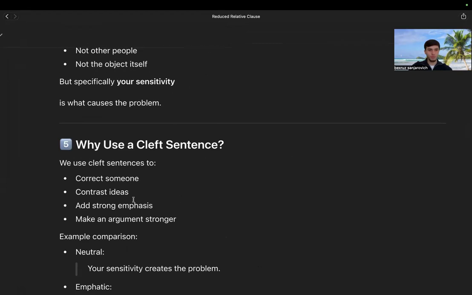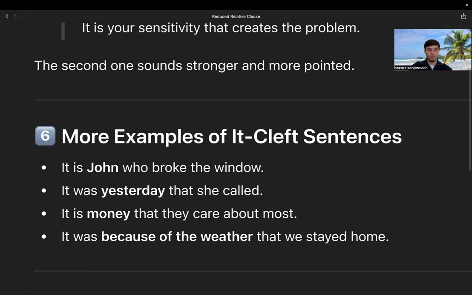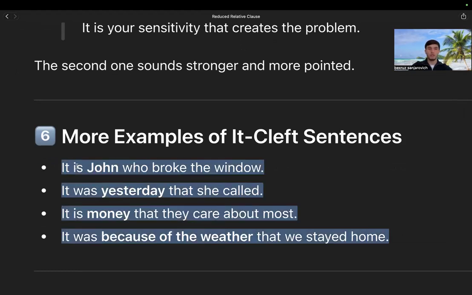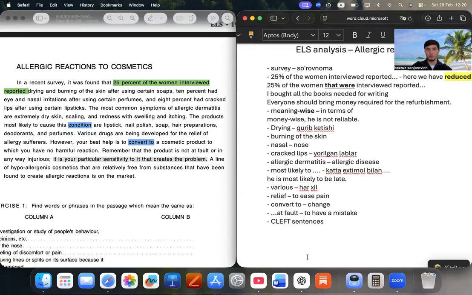Look, it's John who broke the window. It was yesterday that she called. It is money that they care about most. It was because of the weather that we stayed home. So these are the examples of cleft sentences, and they are all used to put stress on the topic that you have.